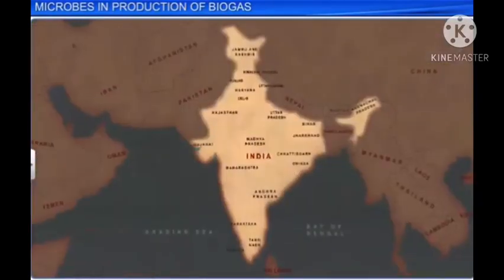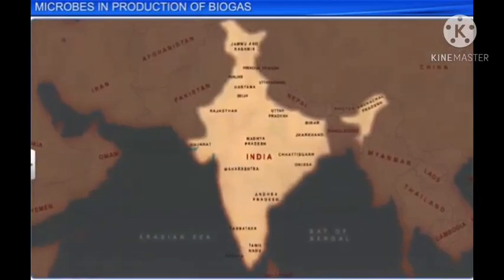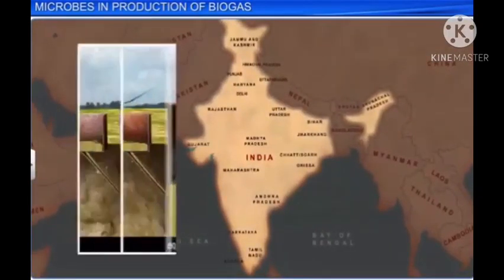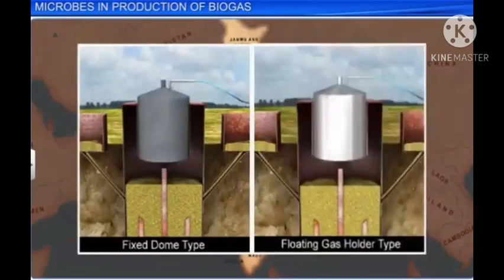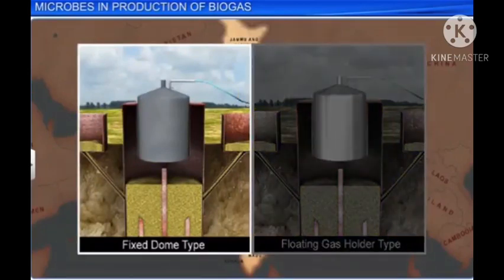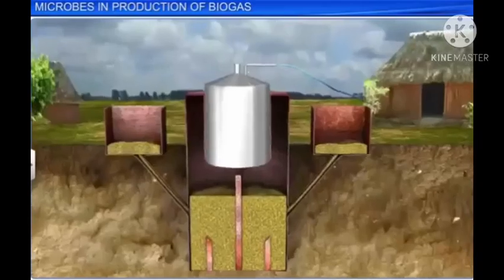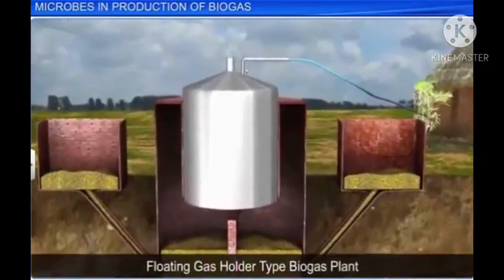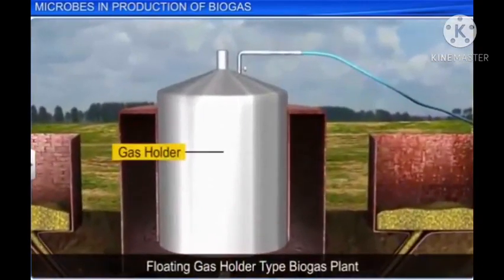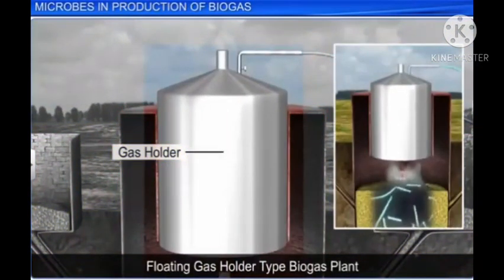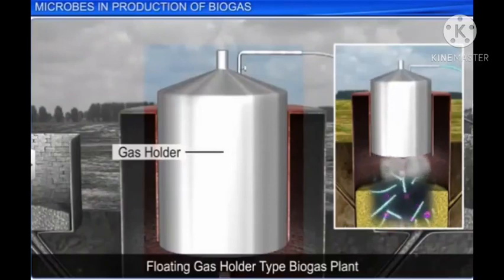In India, two types of biogas plants are used, the fixed dome type and the floating gas holder type. In the fixed dome type, the dome is made of concrete and is fixed, whereas in the floating gas holder type, the lid is made of stainless steel and is movable. The floating gas holder type of biogas plant is covered with a floating lid so that it can freely rise when microbial activity by methanogens produces gas inside the biogas plant.